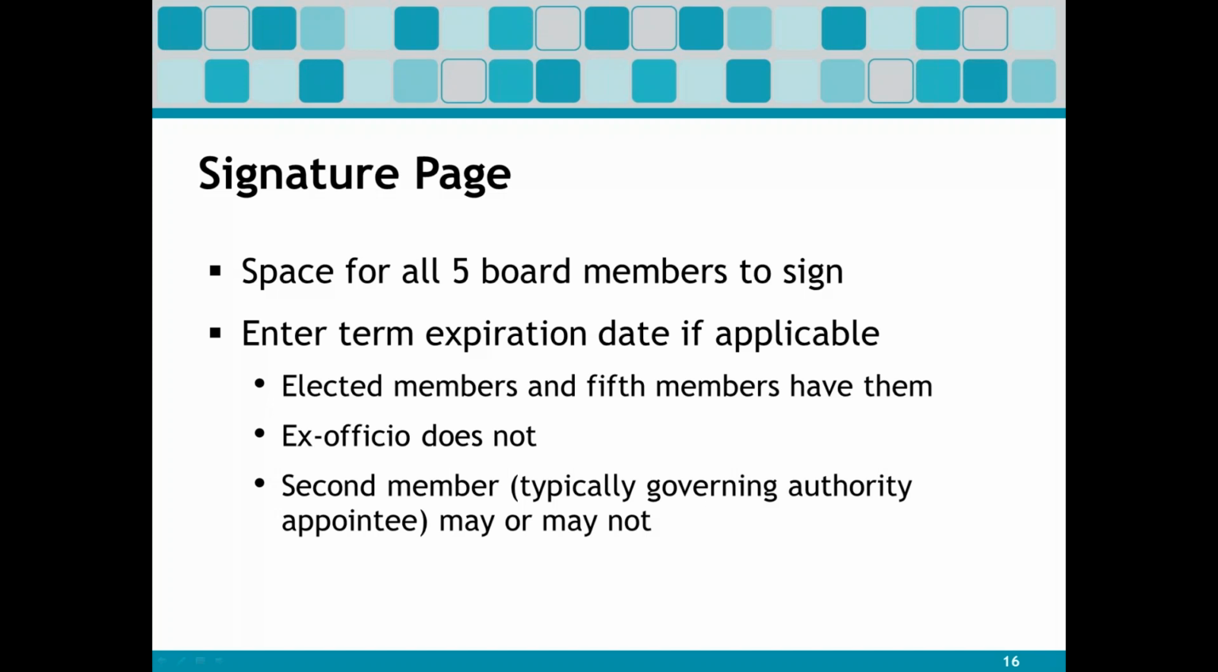All right, so the first page is this board signature page. So in theory, all 5 of the board members are going to sign it. Please put the terms on the page. Most of the board members have the terms. The ex officio members, there's no term. It's just as long as you are the town accountant or the city auditor, you're on the board. So they're not going to expire.